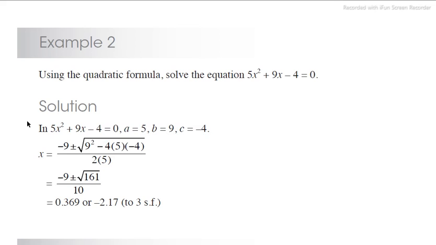Then remember that we have negative b plus or minus, meaning we have two cases combined together. We have the plus and also the minus. That's why we always get two answers, the one for the plus and the one when we consider the minus.